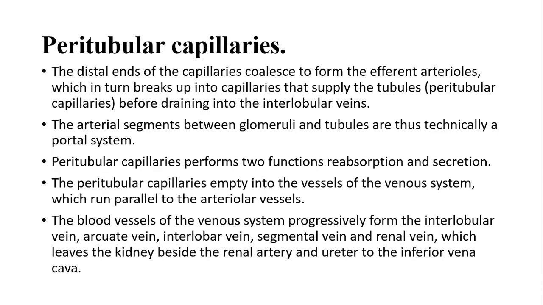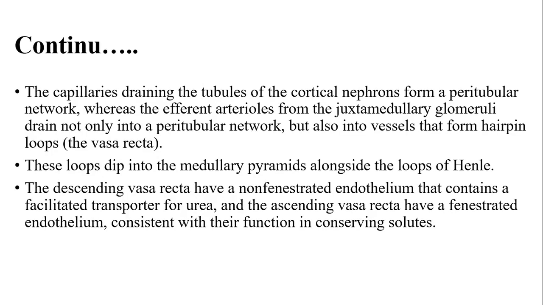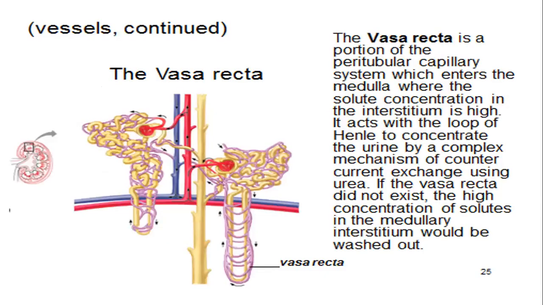So basically, this will talk about the things that I've already talked about, the Vasa recta and what it does, which we'll talk about later, okay? So here's just an example of the Vasa recta. The Vasa recta is a portion of the peritubular capillary system which enters the medulla, where the concentration in the interstitium is high, and it acts with the loop of Henle to concentrate the urine by a complex mechanism of countercurrent exchanger and using urea. If the Vasa recta did not exist, the high concentration of solute in the medullary interstitium would be washed out. Hence, the kidneys would be deemed to be non-functional.